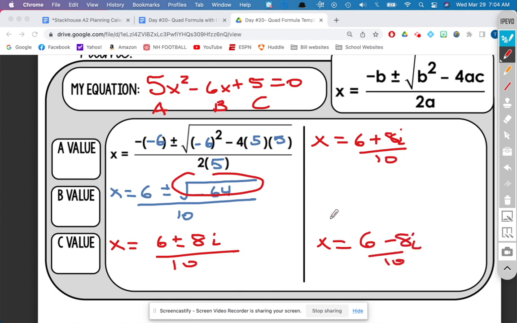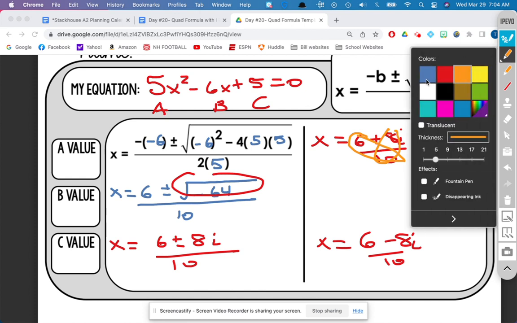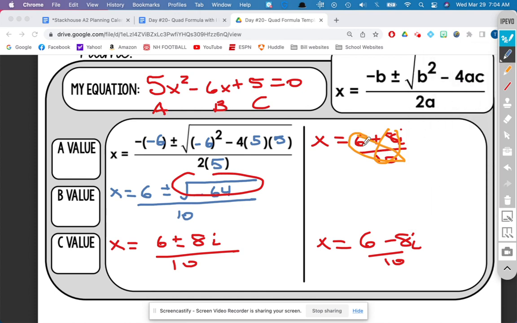Now it looks like we might not be able to do anything, but actually we can, because we can simplify all three numbers. We're going to simplify 6 over 10 and 8 over 10. What number goes into 6 and 10? Well, I think 2 does. So 2 goes in 3 times, 2 goes into 8 4 times, so 3 plus 4i all over 5. This blue is the simplified version of the top one. And then again, 2 goes into 6, 8, and 10, so it's going to be 3 minus 4i all over 5.